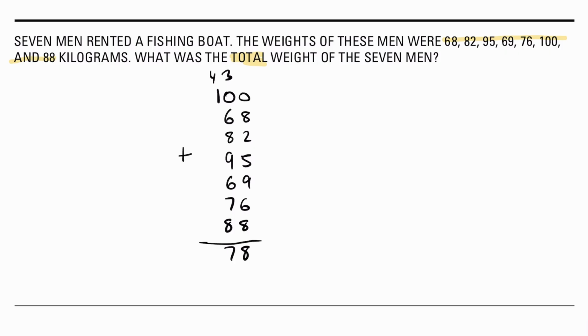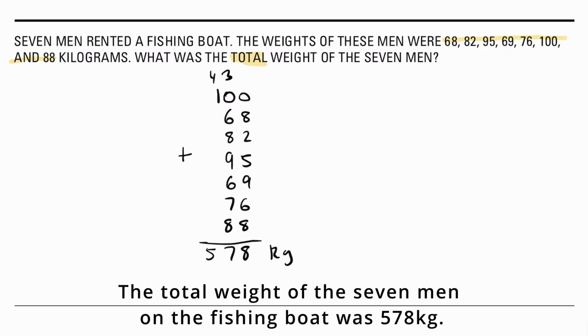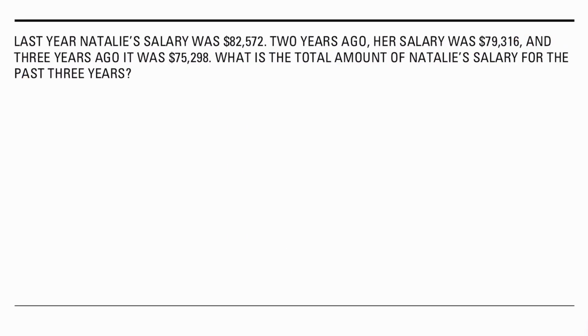So 4 plus 1 is going to be 5. We end up with 578 kilograms. So that's what kg means. And to answer this, I would say the total weight of the 7 men on the fishing boat was 578 kilos.